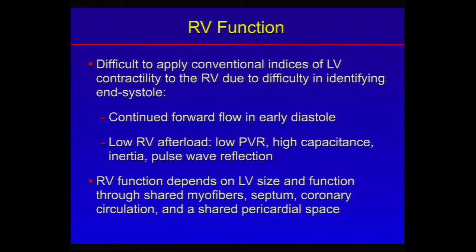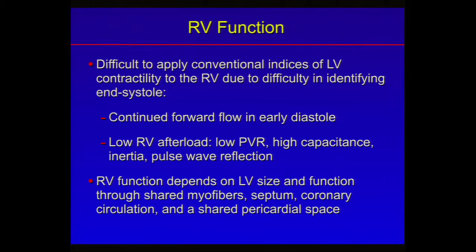What about right ventricular function? It turns out that it is difficult to apply conventional indices of LV contractility to the RV because of difficulties in identifying end systole. We know when it comes to left ventricular physiology that end systole is a crucially important point in the cardiac cycle, and that time can be identified using various methods, including in vivo in living individuals. This is much harder on the right side of the heart, and that is because there's continued flow in early diastole in the main pulmonary artery. It's difficult to identify the precise moment where the right ventricle reaches end systole.